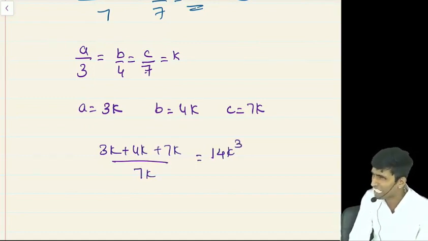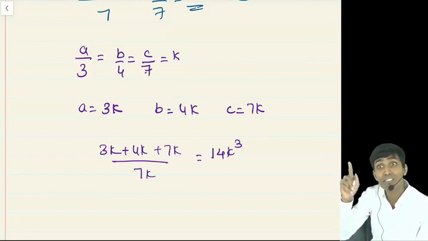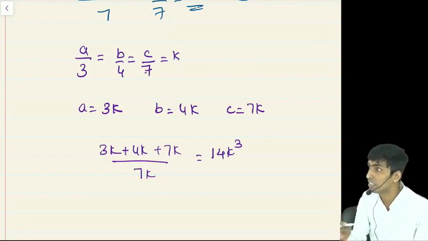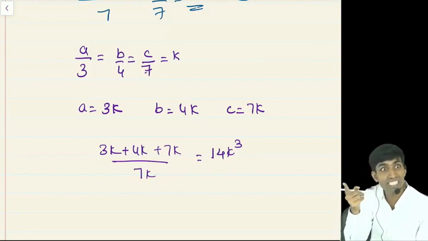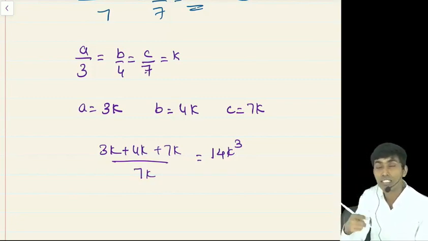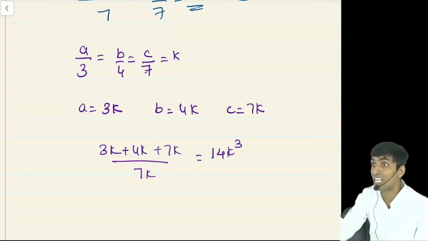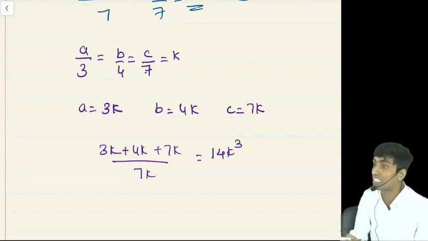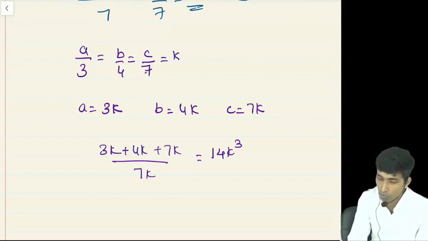No? 14K? When it gets multiplied, the variable's power will increase. Correct? I hope these basics are clear. Understood? Many people might know this, but I have to go to the level where the student stands. There may be some people who do not understand this and will write 14K cube. Is it possible?